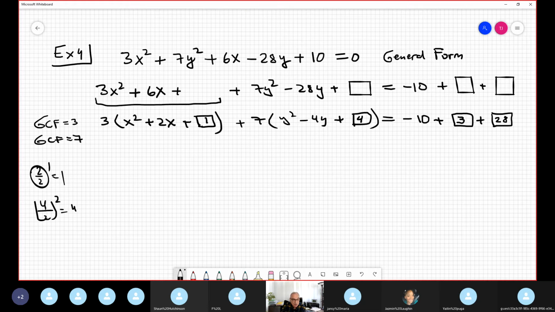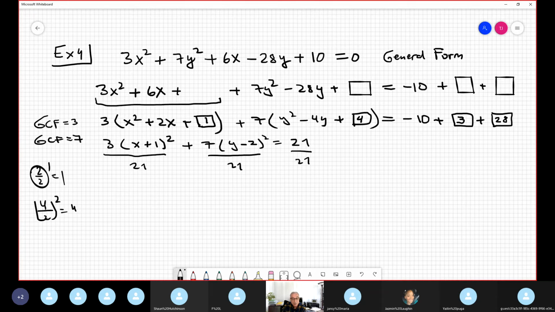Now ready for factorization. This is 3 parentheses (x plus 1) squared plus 7 (y minus 2) squared equals, because the first sign is important, 21, because 28 plus 3 is 31, minus 10 is 21. I finished, no? Remember, the right hand side must be 1, so you divide by 21 both sides, everything by 21.